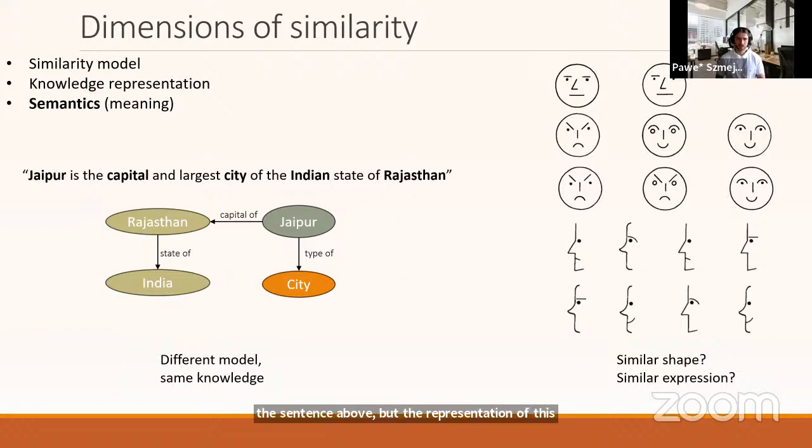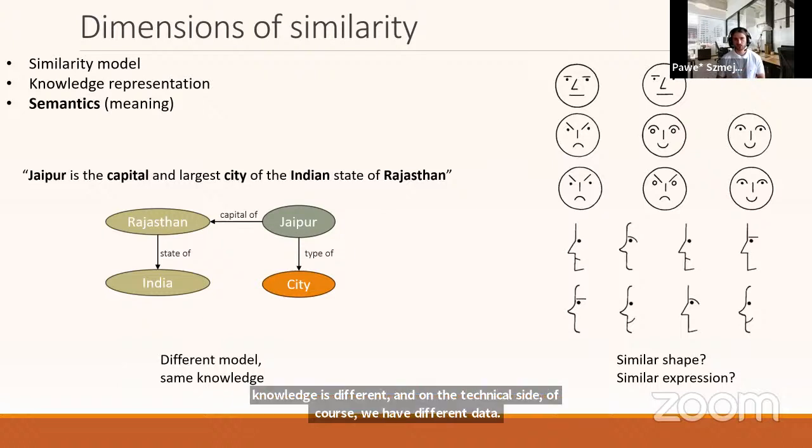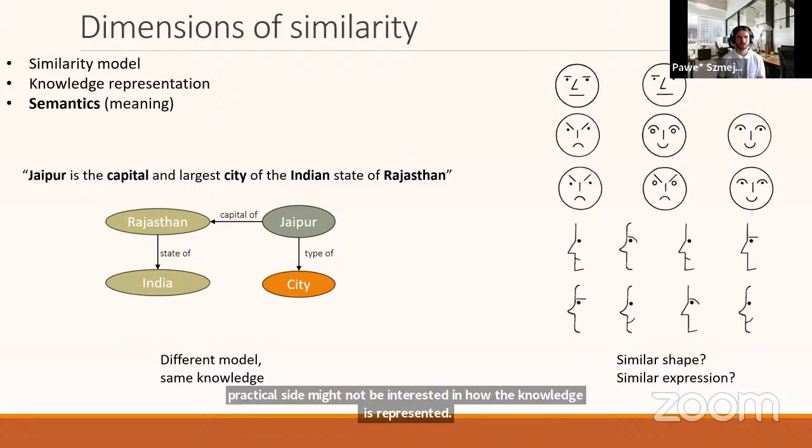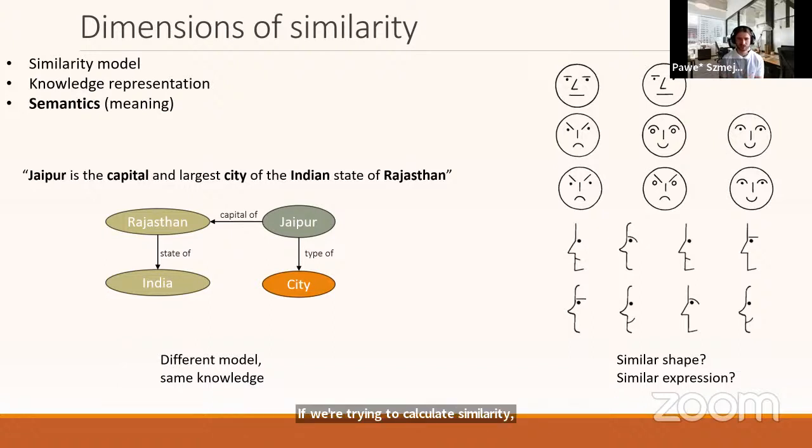And on the technical side, of course, we have different data, so we need to apply different algorithms, different similarity measures to calculate similarity. On the practical side, we might not be interested in how the knowledge is represented if we're trying to calculate similarity. We just want to get the result.